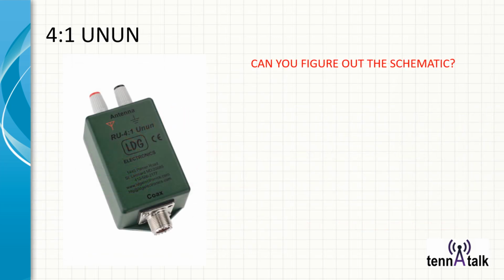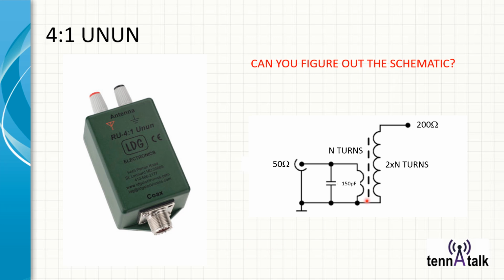Now let's look at a commercial unun, which is an LDG 4-to-1 unun. And for a 4-to-1, the output turns would be twice the input turns, wouldn't it? And that would give us 200 ohms.